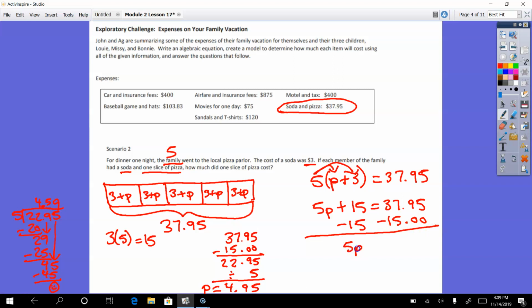So we're left with 5p is equal to $22.95. And then we're multiplying by the reciprocal, which is the same thing as dividing by 5. We're just practicing the multiplying by the reciprocal because it's going to be beneficial to us later on. So P is equal to $4.95. So a slice of pizza costs $4.95.